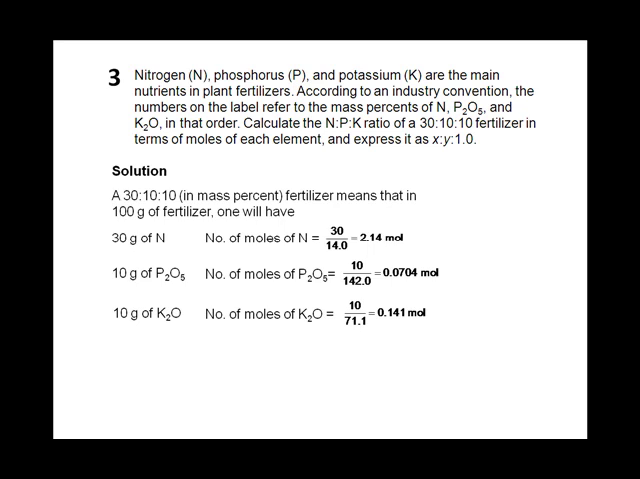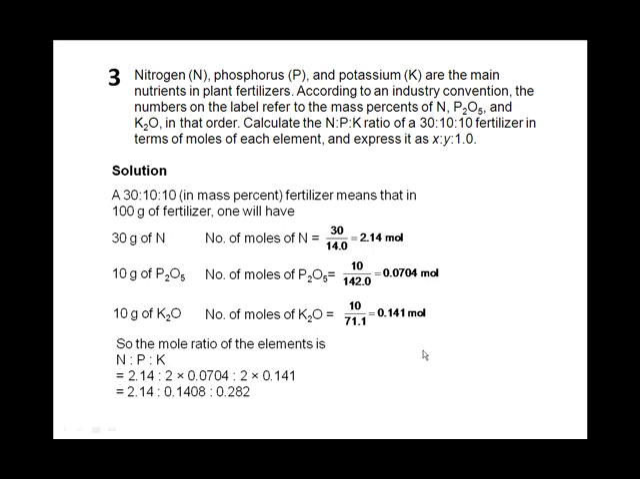Now for nitrogen it is very easy. We have 2.14 moles, but in P2O5, the phosphorus is combined with oxygen, and we have 0.0704 moles of that. So how many moles of phosphorus do we have? The same for K2O. Potassium is combined with oxygen, and we have 0.141 moles of K2O. How many moles of potassium is that? We will have to find out.